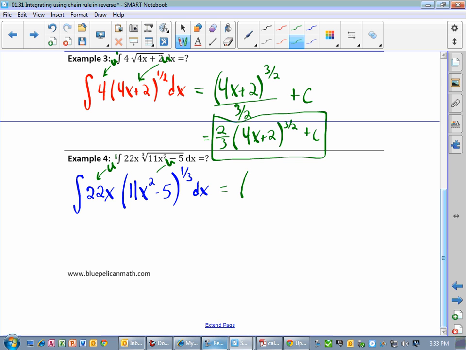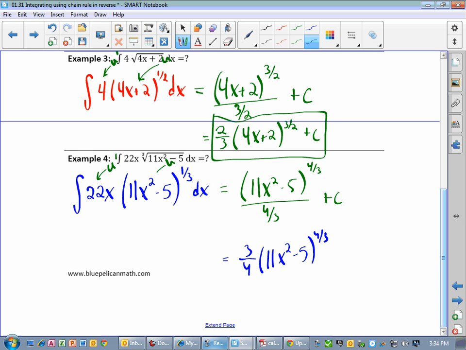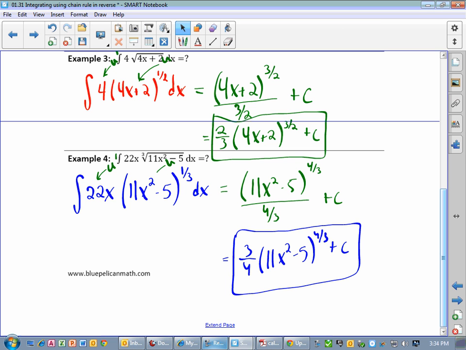So we add 1 to the exponent. So we have 11x squared minus 5. Notice that doesn't change. Add 1 to our exponent. So that's 4/3, and that's over 4/3 plus c. So we get 3/4, 11x squared minus 5 to the 4/3 plus c. And again, just convincing yourself that this works, multiply 4/3 times 3/4, that gives us 1. We would take away 1 from the exponent, so there's our 1/3 power, and the derivative of the inside is 22x. That's where that's coming from.